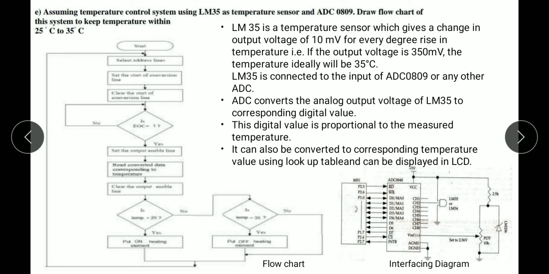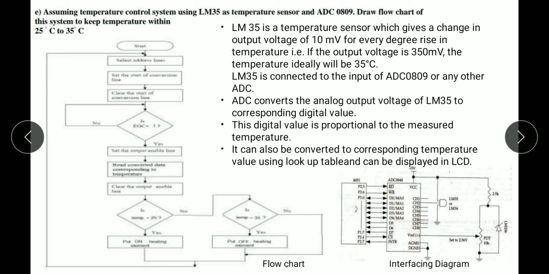And again here the LM35 is also used, which is nothing but the temperature sensor for sensing the temperature. If the temperature sensor senses 25 degrees Celsius, then it puts on heating. After that, if it senses 35 degrees Celsius, then it puts off heating. This is done automatically by the 8051 microcontroller. And the temperature value will be displayed on the LCD if we connect an LCD with the 8051.